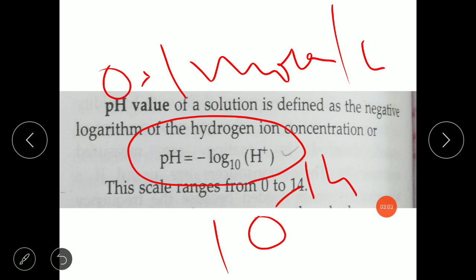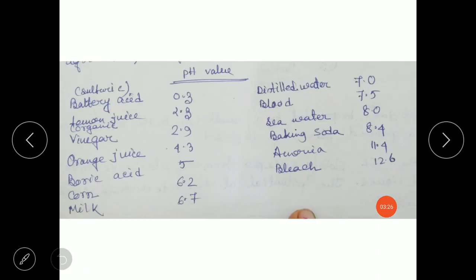For example, if the concentration of hydroxide ion is 10 to the power minus 7, then from the relation, the concentration of hydrogen ion is also 10 to the power minus 7, and the product of the concentration of hydrogen ion and the concentration of hydroxide ion is equal to 10 to the power minus 14. Now let's see, these are some pH values I have shown here. These are the pH values of some acids and some bases.